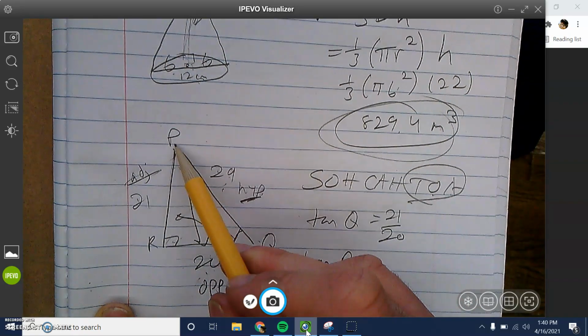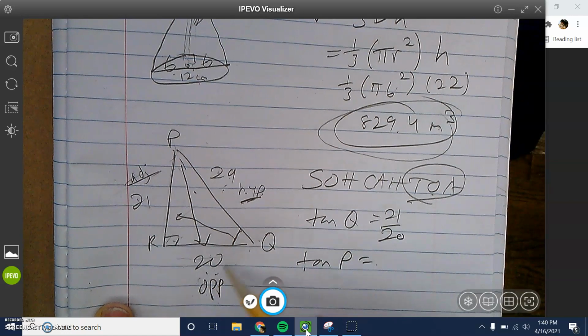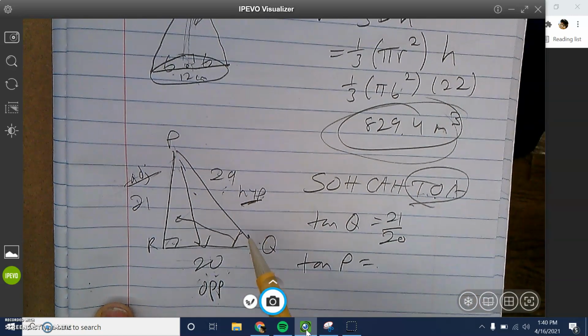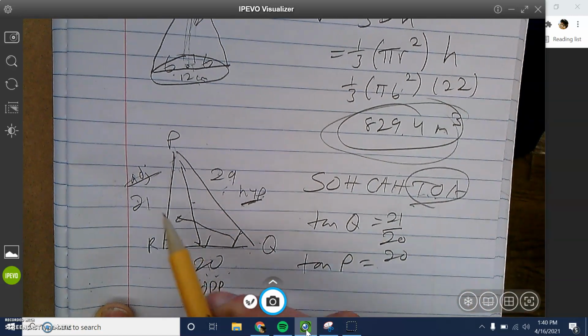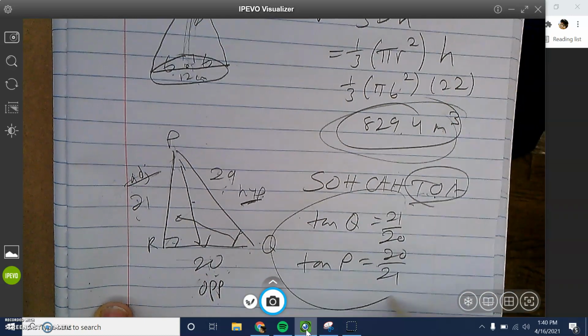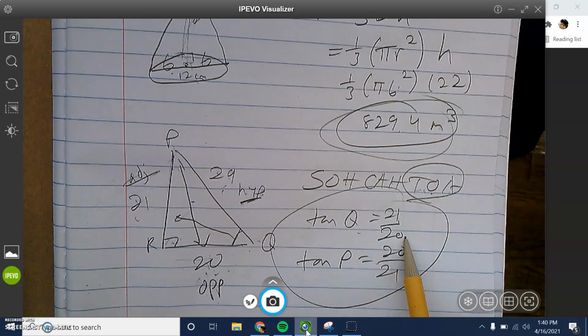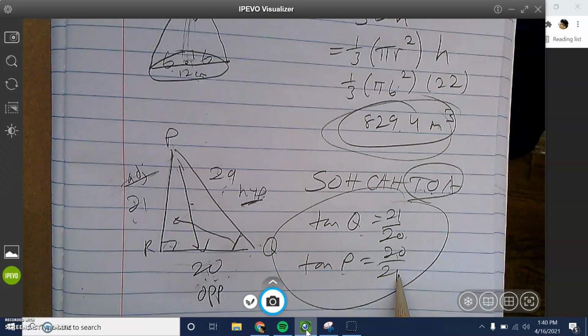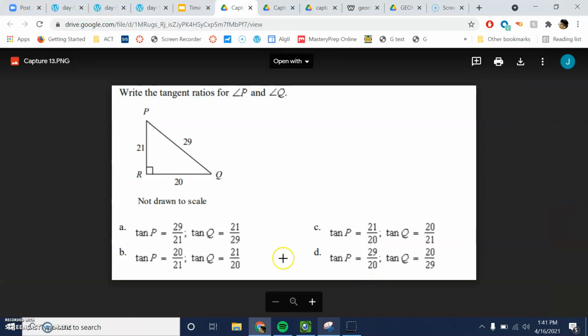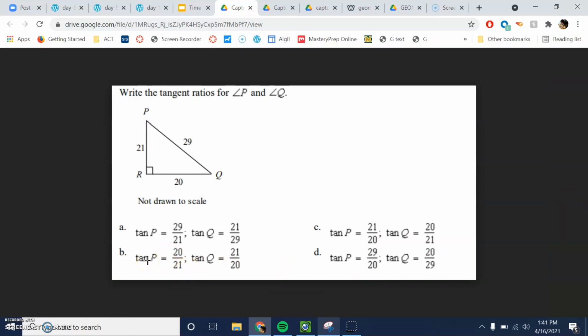So tangent of P is opposite 20, because tangent is opposite over adjacent, 20 over adjacent 21. So tangent of Q is 21 over 20. Tangent of P is 20 over 21. Let's see what that answer is. There we go. The answer is B. Nice job, everybody.